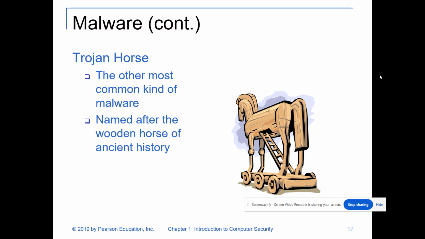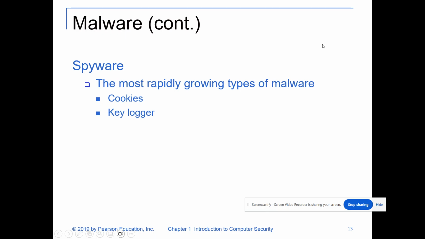We have the Trojan horse. The other most common kind of malware, and named after the famous wooden horse of ancient history. It disguises itself as something benign, perhaps even something you need or want. So, for example, a game, a screensaver, an account logon. Ultimately, it captures your information and returns it to the intruder.